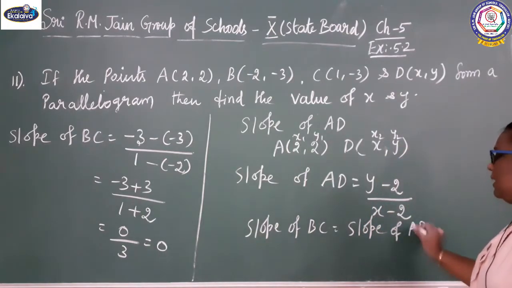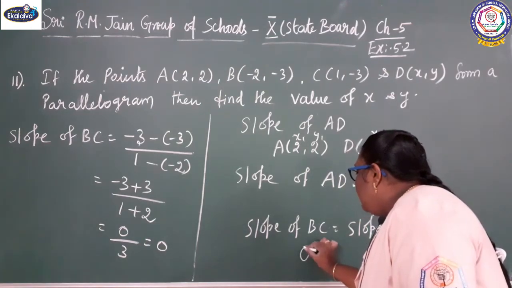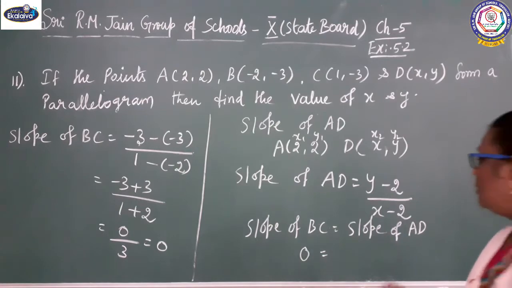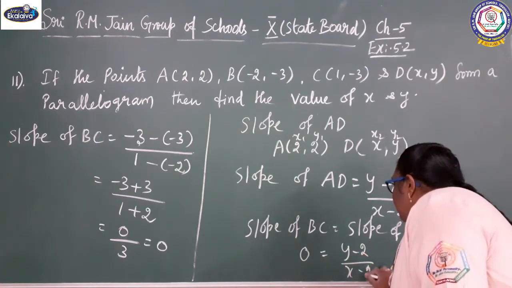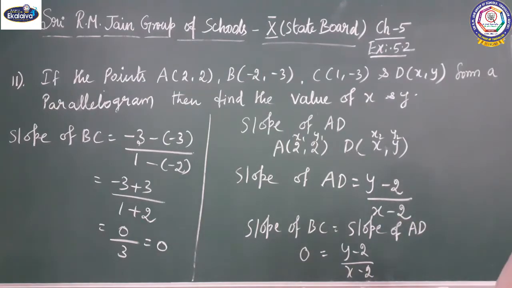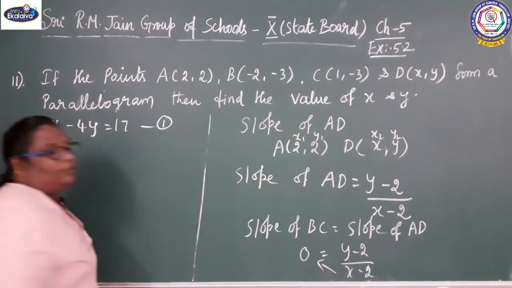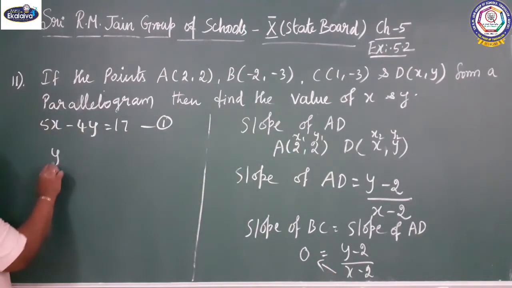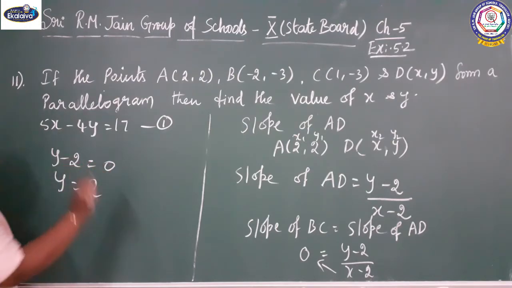Slope of BC equal to what? 0 equal to y minus 2 by x minus 2. So you bring this value to this side, it becomes 0. So y minus 2 equal to 0, y equal to 2.